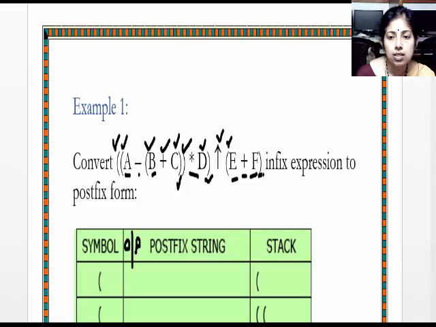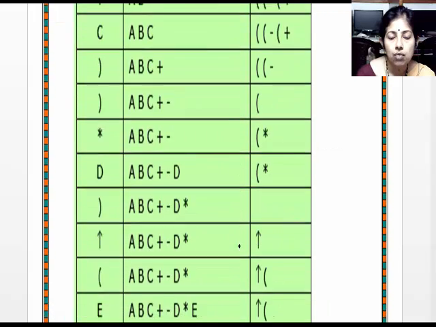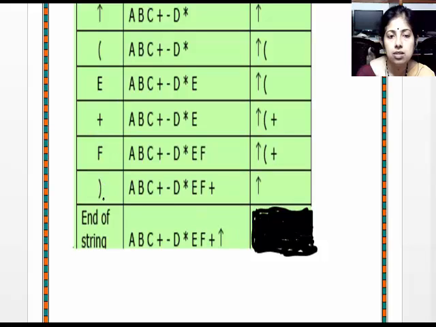So the next one is the right parenthesis, that is the closing parenthesis. Whenever this closing parenthesis is encountered, you have to continuously pop the symbols until you encounter an opening parenthesis. So pop this plus and place it in the postfix string, and pop this left parenthesis also. Because a matching bracket is encountered, stop popping.